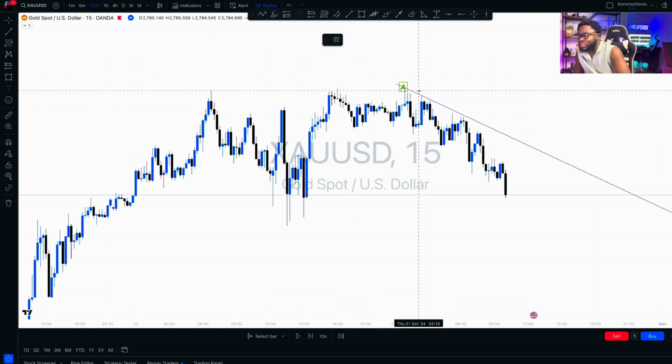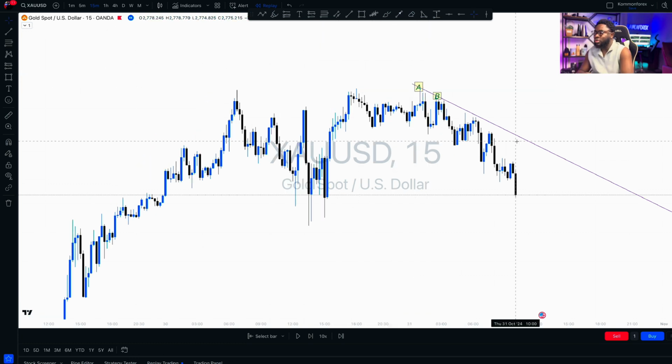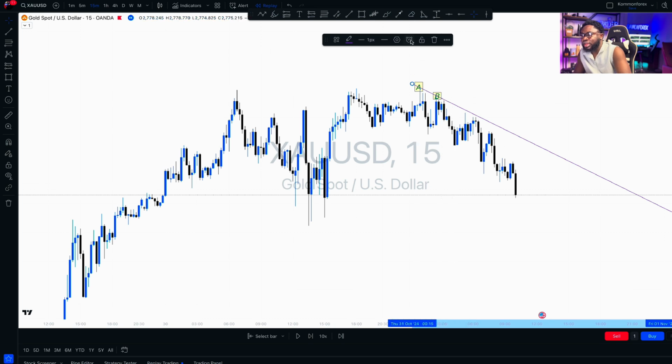Then where is my second touch? So let's say now this is my second touch. This is now my point B. What do I do next? I just click on my trend line. Then I come and add alert.